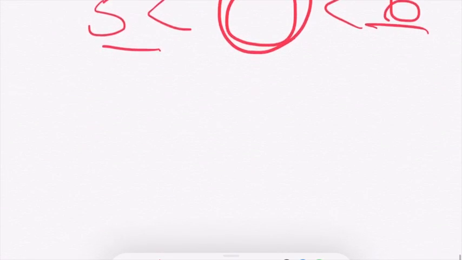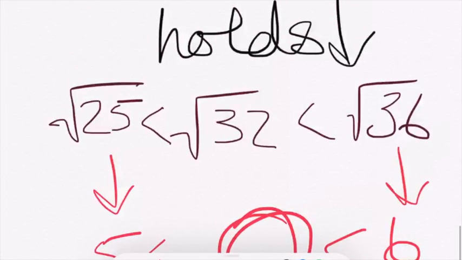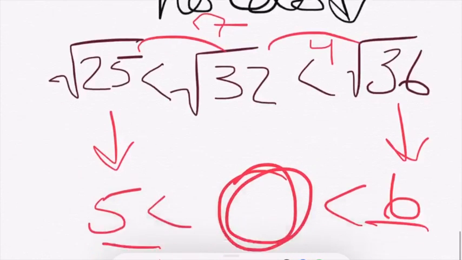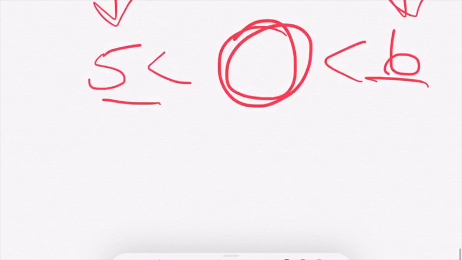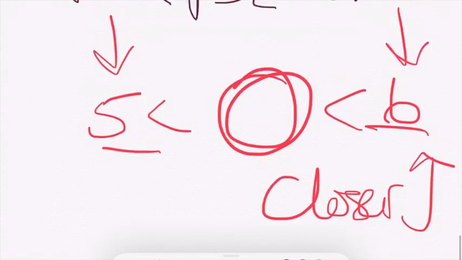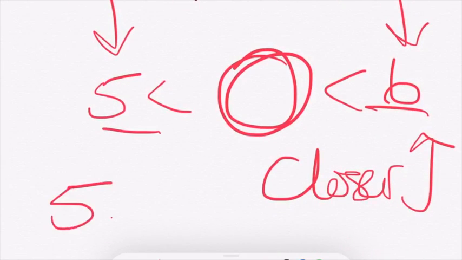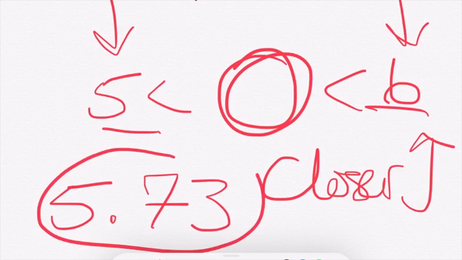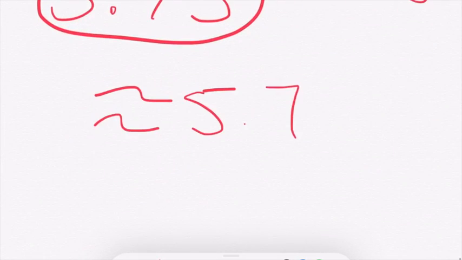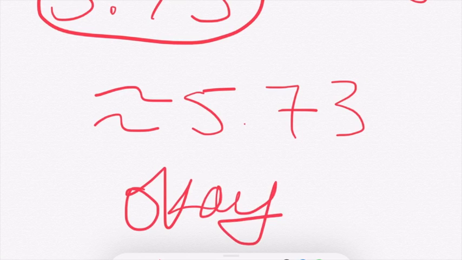Now we're estimating, so let's consider how far we need to go to either side. So the square root of 32 is 7 away from the square root of 25, and the square root of 32 is 4 away from the square root of 36. And so knowing that, we know our answer is going to be closer to 6. So we can think it's 5.73-ish, somewhere around that area. And we're just estimating, so it doesn't need to be exact, but it's about 5.73. And that's okay for us here.